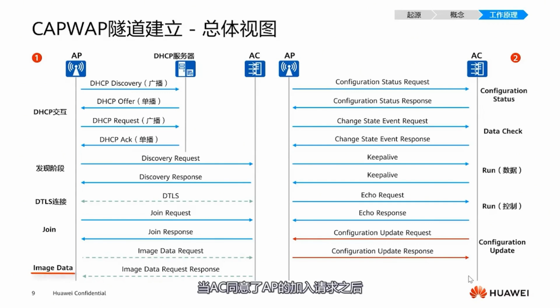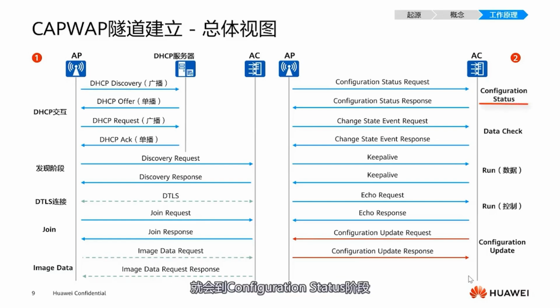Once the AC approves the AP's join request, the AP moves to the image data phase. It checks if its own software version matches the software version of the AC. If the AP and AC's software versions match, it skips ahead. If not, the AP sends a request asking the AC to send the version information. The AP then updates its version and restarts. It then skips the image data phase.